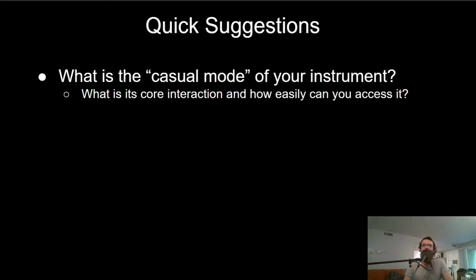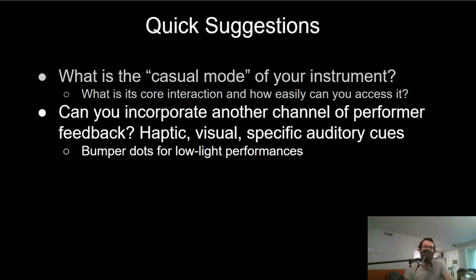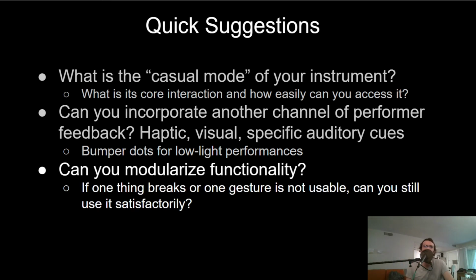So some quick suggestions just to get us thinking as you go forward into this workshop and focus more on your projects. First is, what is the casual mode of your instrument? Is there a core interaction of your instrument, and how easily can you access it? Can you incorporate another channel of performer feedback? This is feedback that your instrument is giving to the person using it. This could be haptic, visual, a different auditory cue, etc. A great piece of advice that I got is to put bumper dots for low light performance. Just little stickers on very important buttons so that you can get to them in low light situations.